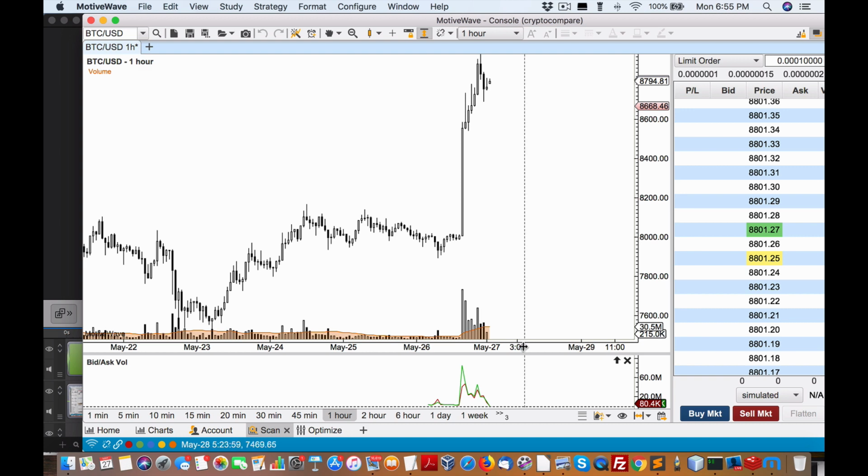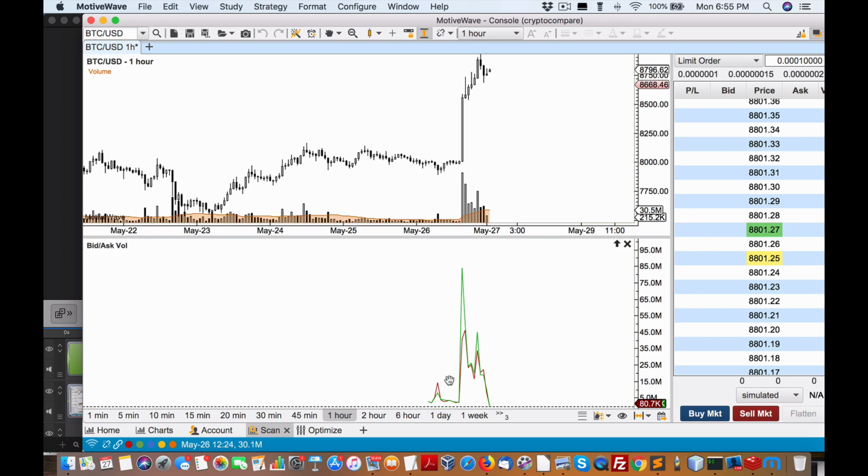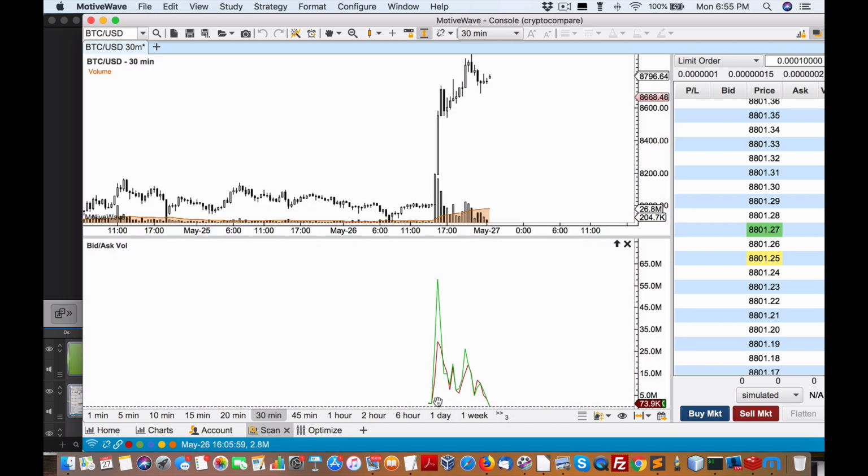Can I move this up? Okay, here we go. So right here, you can see what's happening. The ask in green is driving up the price, and it's a little farther ahead than the actual price, and that's on an hourly basis. Let's see if I can see that on a 30-minute. Definitely. You can definitely see it right here where the ask is just starting to diverge higher than the bid. And it's a few bars ahead at least.